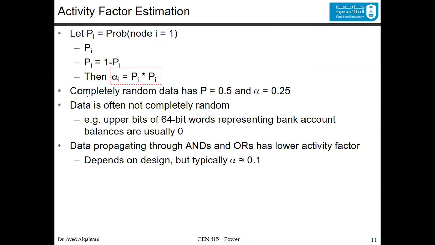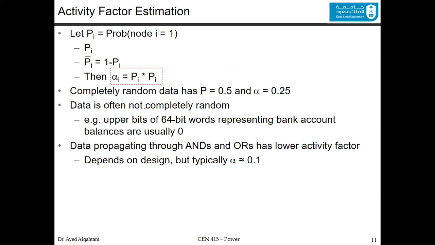So at the beginning, when you have inputs, it should be completely random data. So you have P equals 0.5 and P bar in turn will be 0.5, meaning that this node will be 1 50% of the time, and it will be 0 50% of the time. Now the activity factor will be 0.5 times 0.5, which is going to be 0.25 or a quarter or 25%.